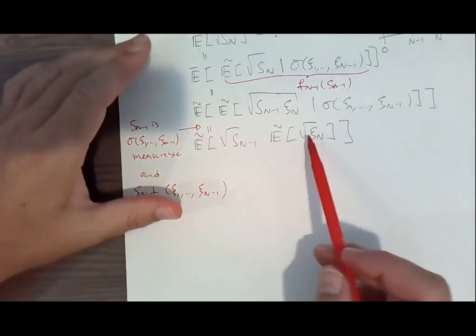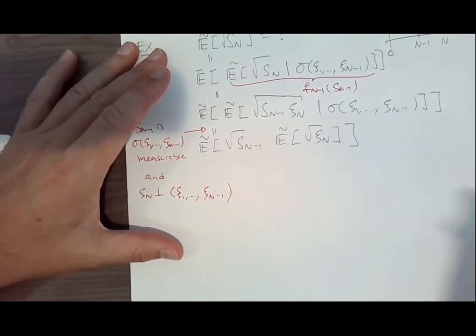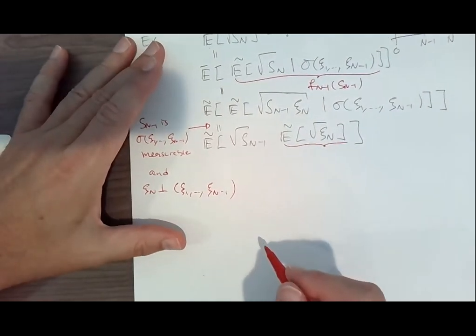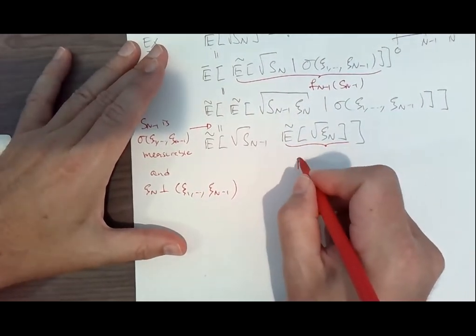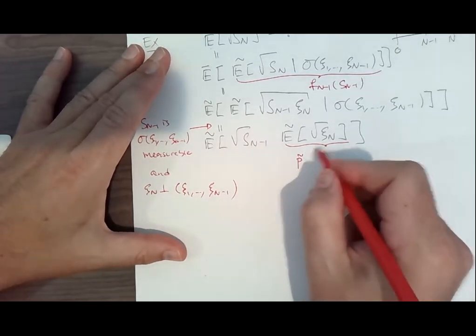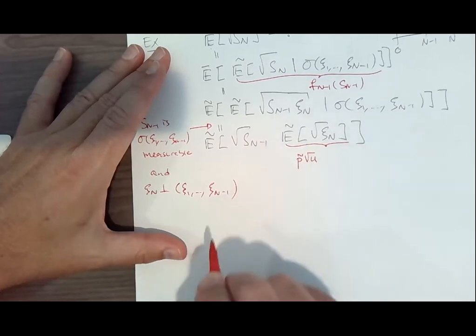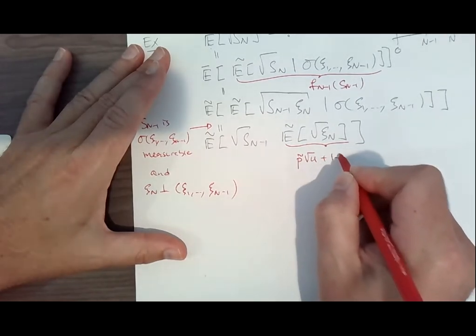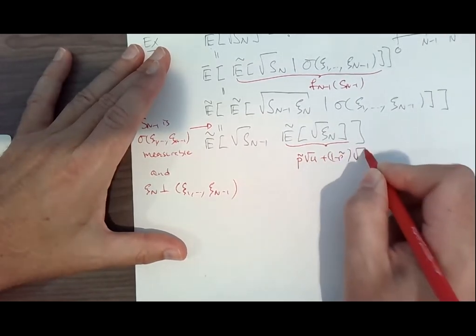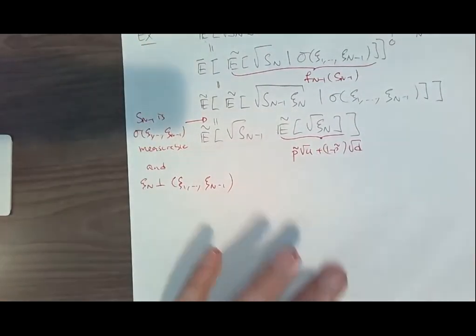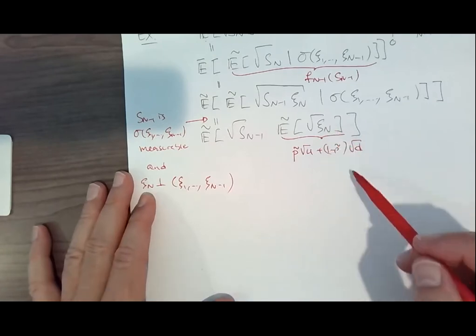And now I can work out what the inner expectation is. This here is a constant, and it's going to be equal to p tilde times, this one can be the u or d, so this is going to be a square root of u plus 1 minus p tilde, and the square root of d. Right, don't take the square roots of p and 1 minus p, just take the square root of u and take the square root of d.